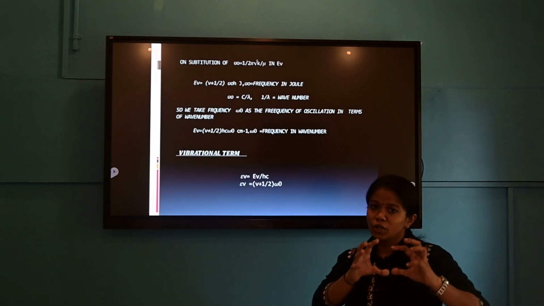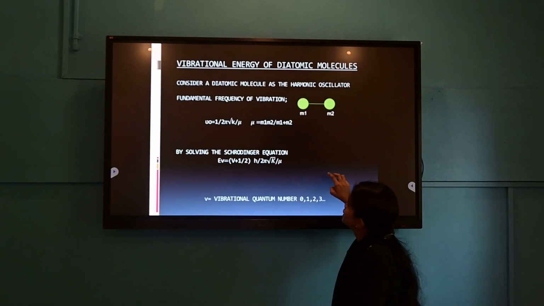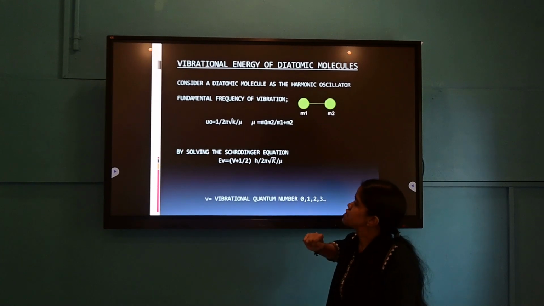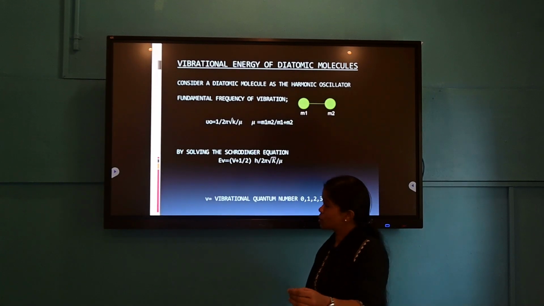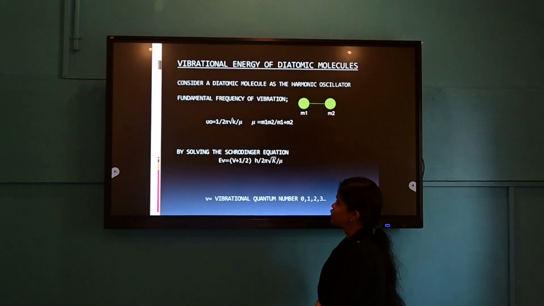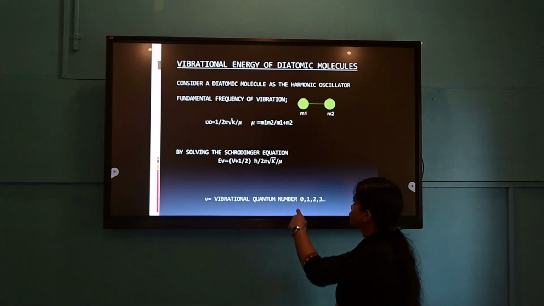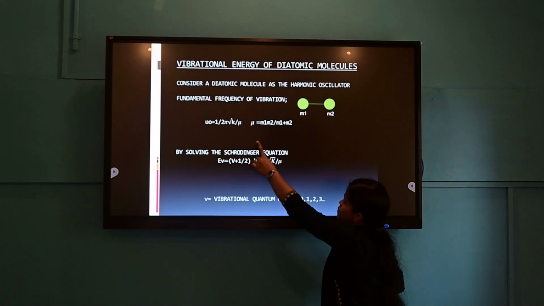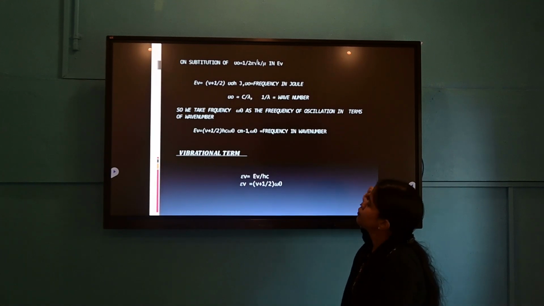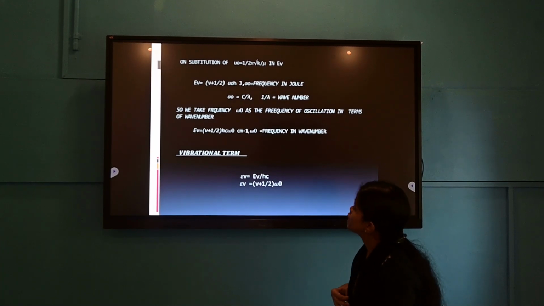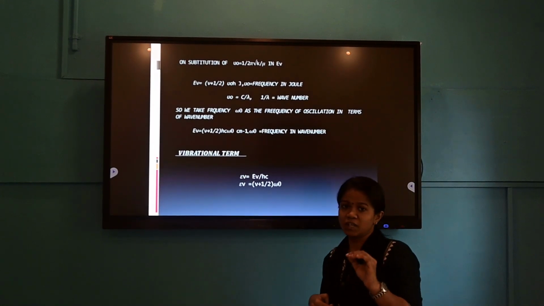On substitution of nu 0 equal to 1 by 2 pi root of k by mu in the equation of EV, we can replace 1 by 2 pi root of k by mu. So we get the equation of vibration energy as EV equal to (V plus 1 by 2) h nu 0, where nu 0 is a frequency in joule.